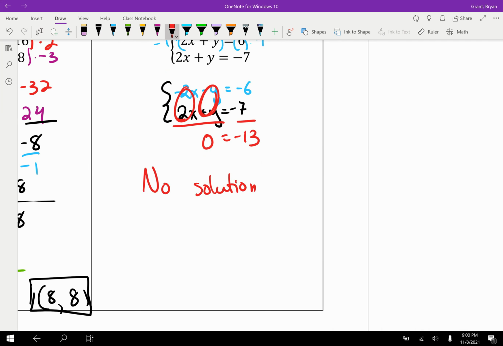How do you know it's no solution without the graphs? Well, if all the variables cancel and this is false, because I'm pretty certain that 0 is not equal to negative 13, then that's the giveaway for no solution.